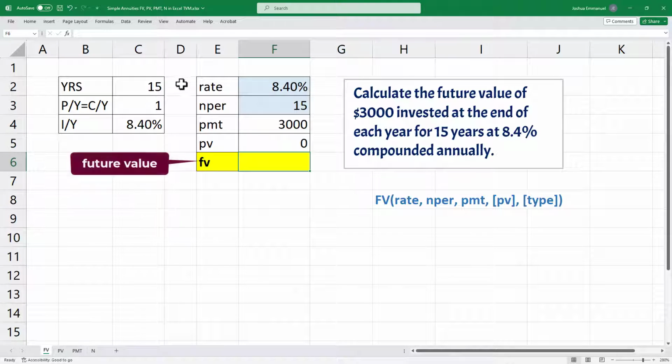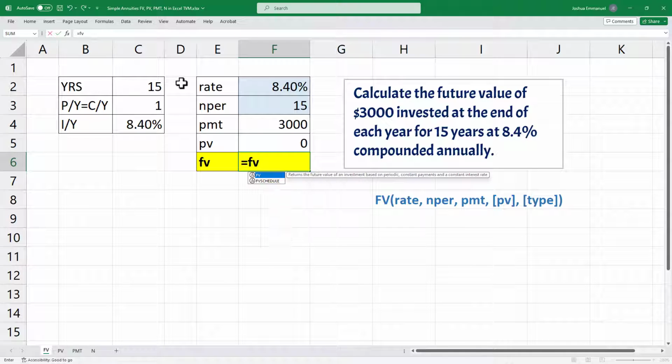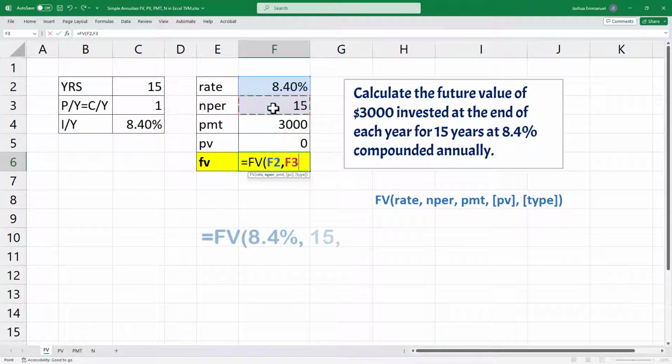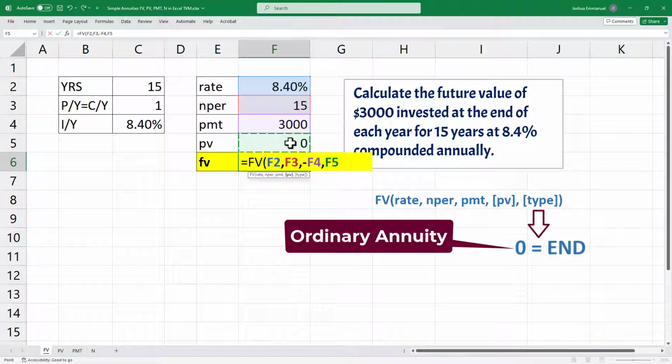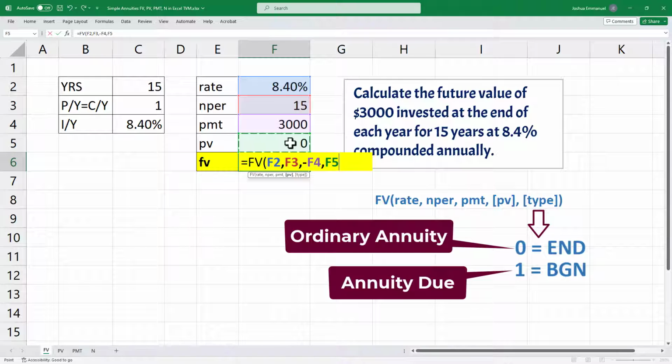To compute the future value, type equals FV, tab, rate, comma, number of periods, comma, payment. I'm going to make that negative so the future value can show up as positive, comma, then present value. For type here, you can ignore it or enter 0 if payments are made at the end of the period. That is ordinary annuity. However, if payments are made at the beginning of the periods, that is annuity due, you must enter 1 for type.